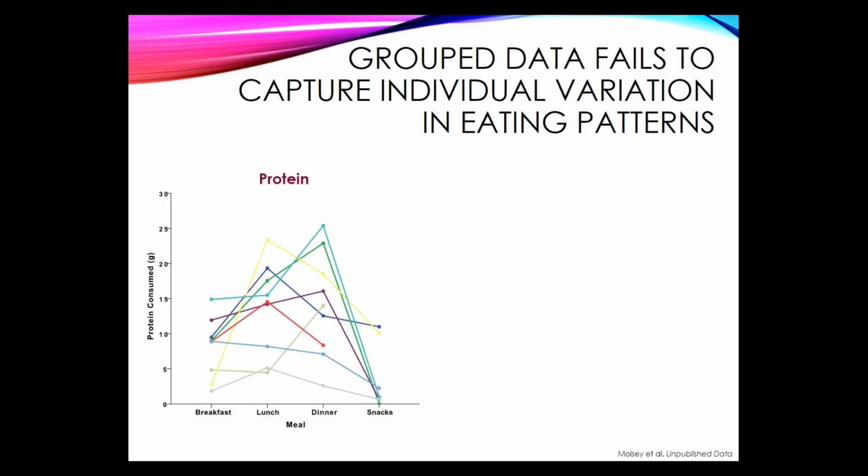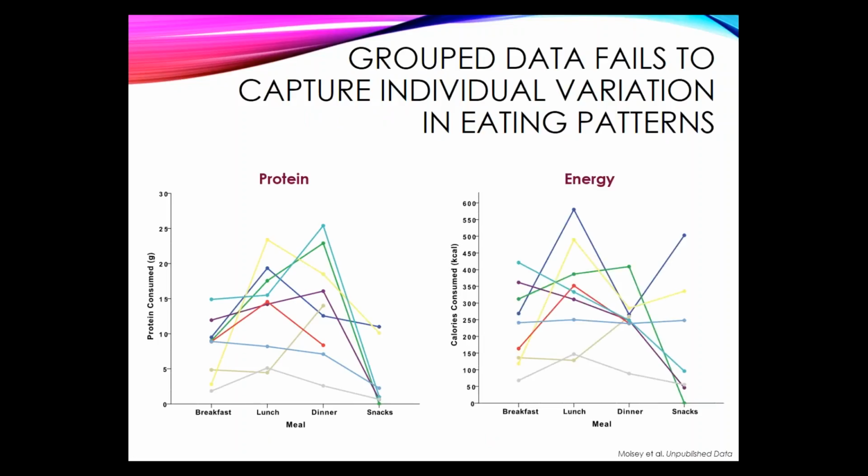However, one of the advantages of having a small sample size was that we can look at individual data. And once again, we produced these spaghetti plots looking at individual protein and caloric consumption at each meal and snack. And so what you can see here now is that there's considerable individual variation in that some patients are consuming more at lunch, others at dinner, etc.